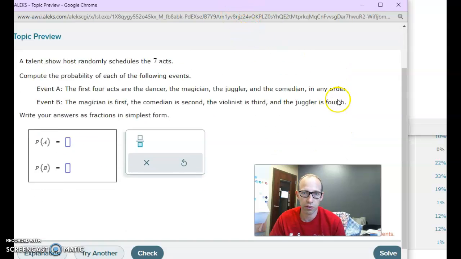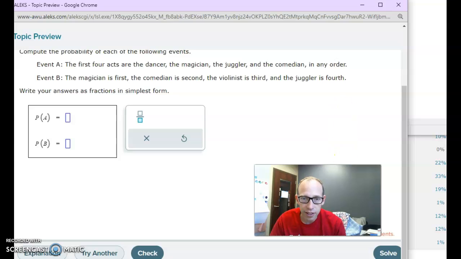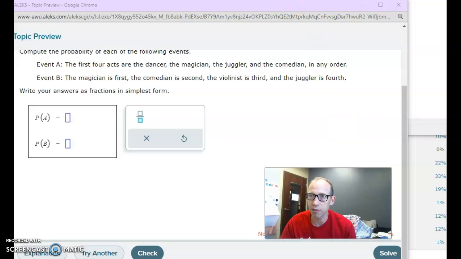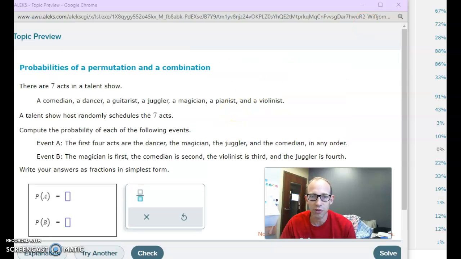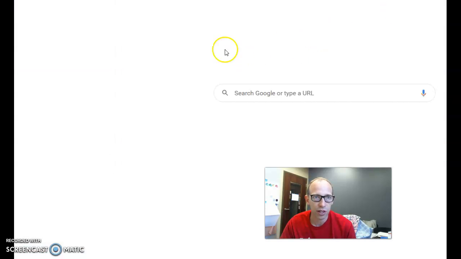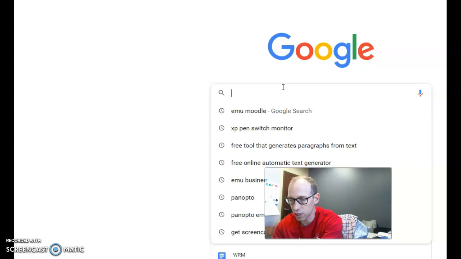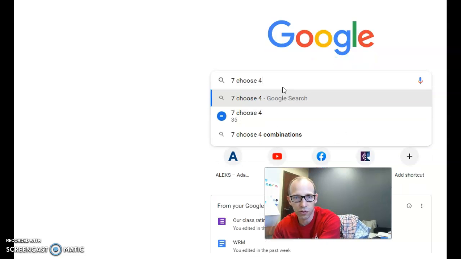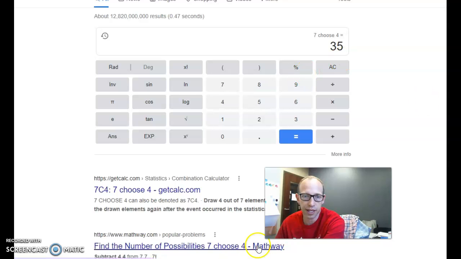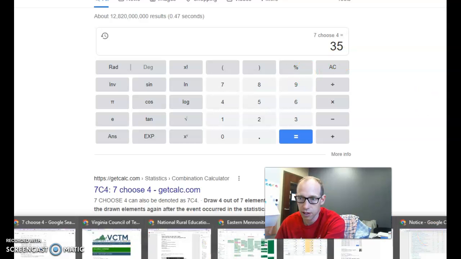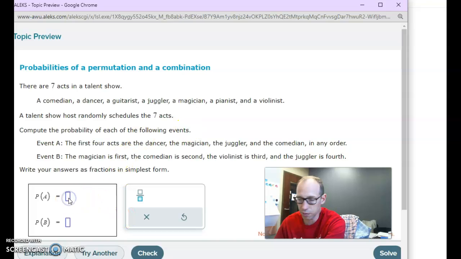Let's use, where's our calculator? Well, if they will not give us a calculator, we shall calculate it with Google. So I'm just going to do a search for 7 choose 4. That'll give us 35. Okay, so this one here would be 1 over 35. And then B would be 1 over 7P4.